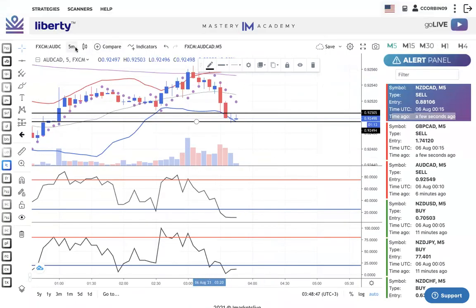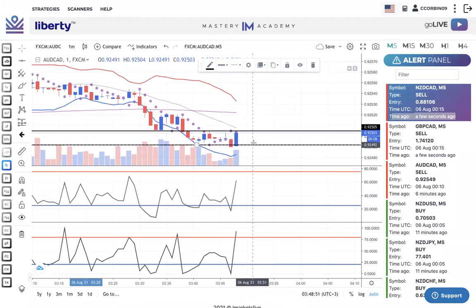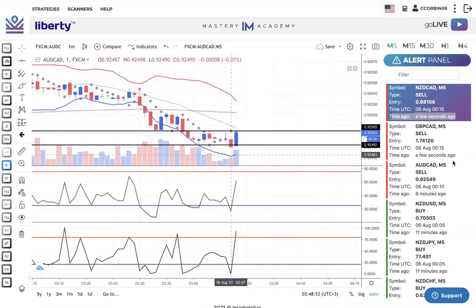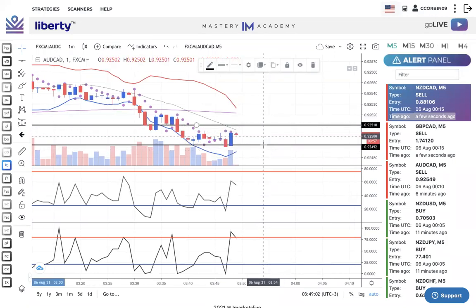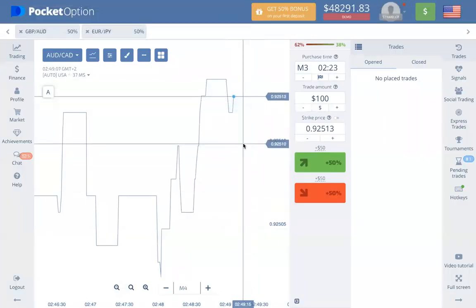That was perfect. Of course, we could take it down to the 1 minute to see if we could find another entry. Nope, it's looking about the same. Another candle is about to form. Yes. But yeah, perfect, y'all. I think y'all got it.